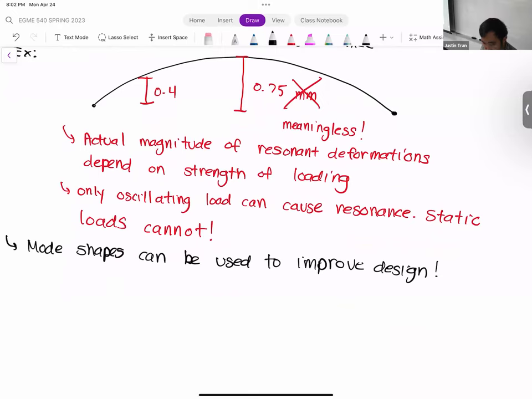And so generally speaking, when you're looking at the resonant frequencies on the lower end, and you look at the mode shapes, the direction of the mode shapes associated with the lower resonant frequencies show which direction your structure is weak in.